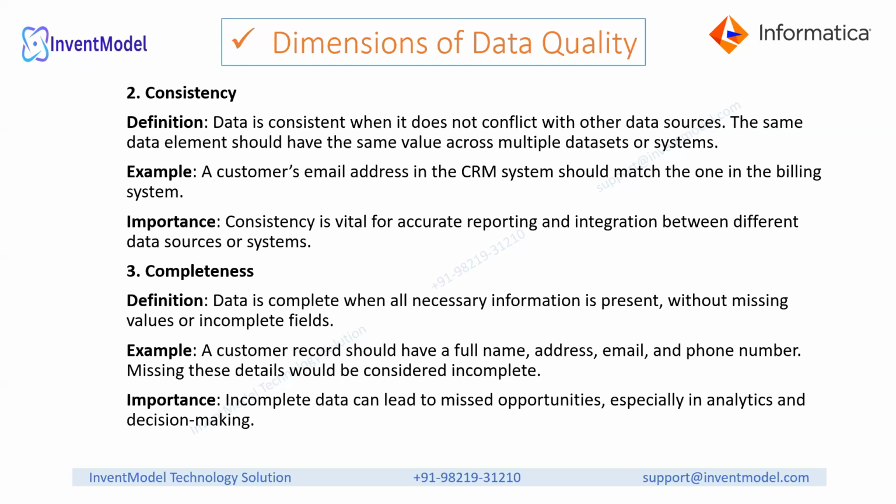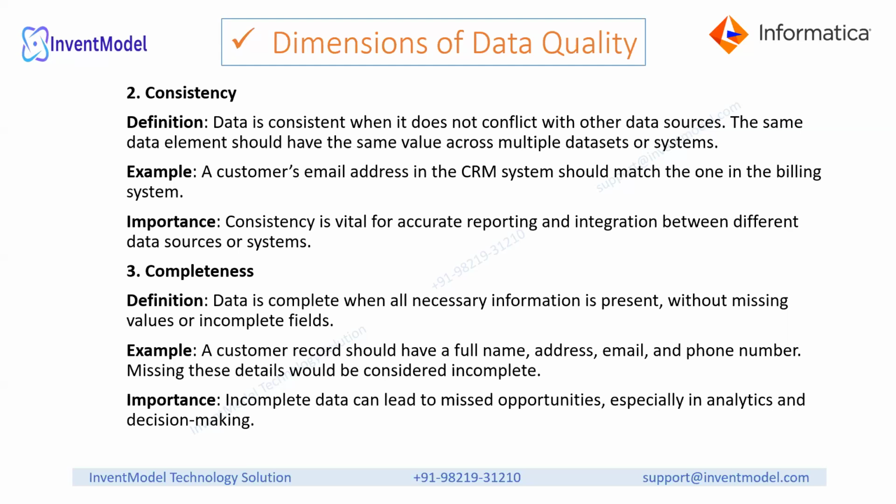The same data elements should have the same value across multiple data sets or systems. Okay. For example, a customer email address in the CRM system should match the one in the billing system. So suppose we are storing the customer information in the CRM system. We have to make sure that for the same customer, if we are storing the details in the billing system, then that should match. Otherwise, our data is not consistent. We have to make sure that our data is consistent, right?